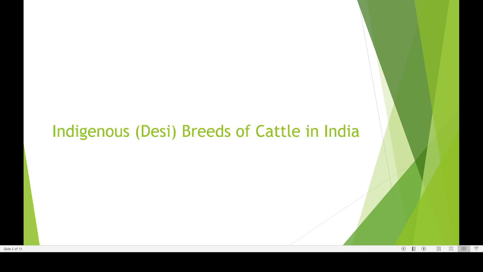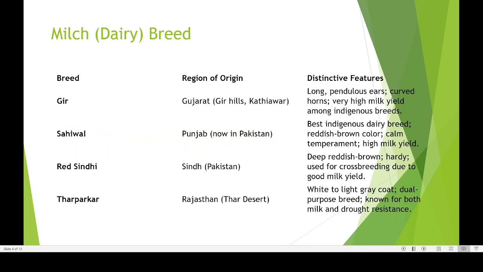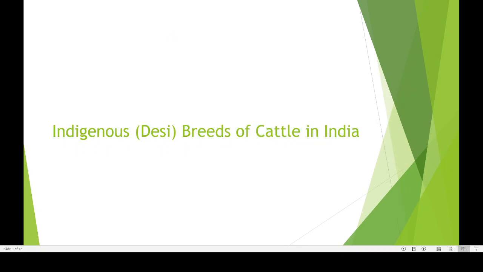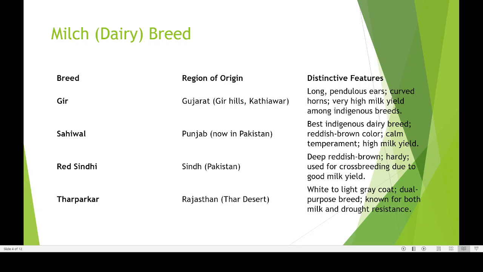Now you will see some of the major indigenous breeds. Here you can see the Desi breeds of cattle. These are the main breeds: Gir, Sahiwal, Red Sindhi, Tharparkar. These are the four major indigenous breeds. They are known as milch breeds, that is, they are mainly reared for producing more milk.